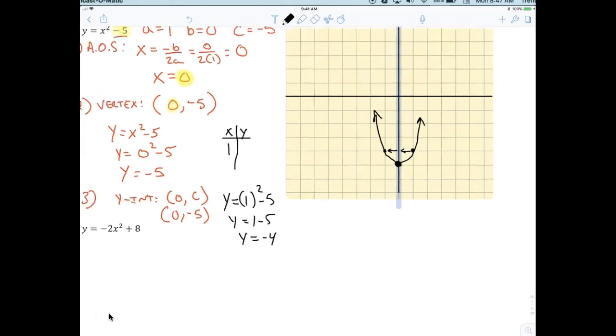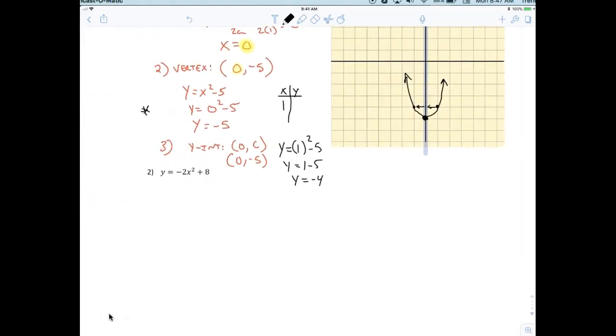All right, so now I want to look at question number 2. So step number 1, x equals -b over 2a. What is b? 0. So 0 over 2 times -2 is still what? It's still 0.